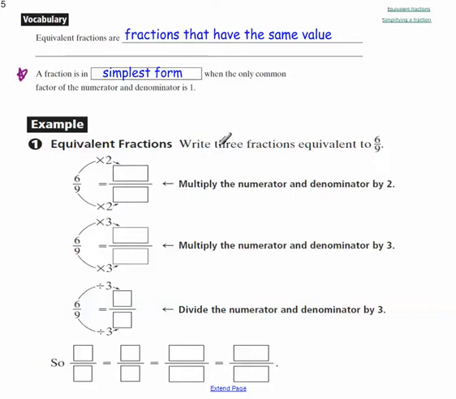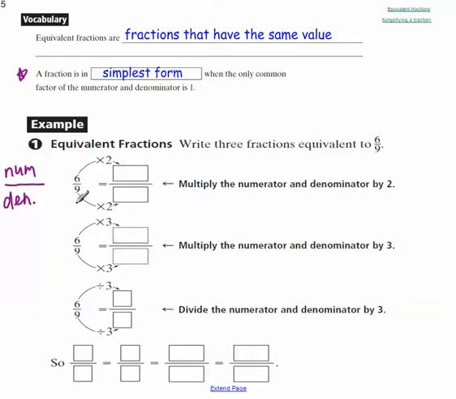So I want to write 3 fractions equivalent to 6/9. So an easy something that we can do if I want to write equivalent fractions is I can always multiply my numerator and denominator by 2. So remember, when we write fractions, we have the numerator and the denominator. So 6 out of 9 people.